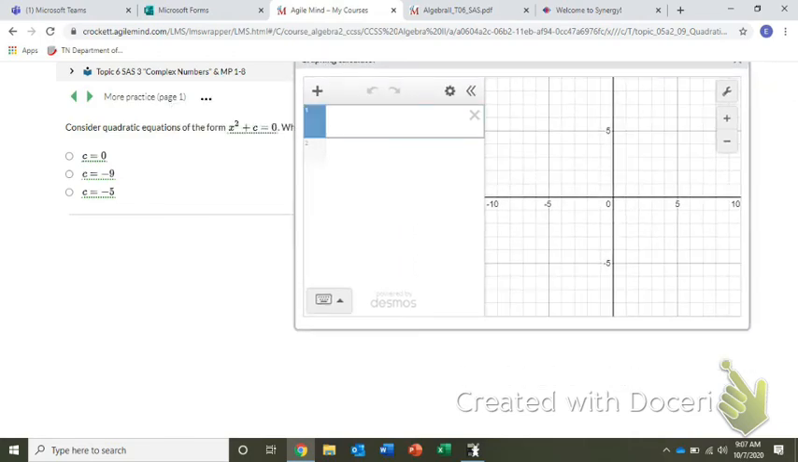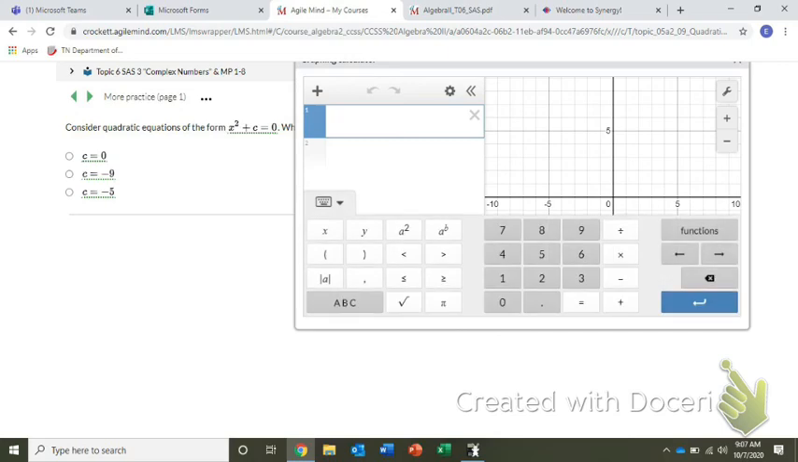First, we're going to do x squared plus 0. How many times does that cross? Okay, crosses once. Keep that in mind. If we do minus 9, how many times does that cross? Twice. Keep that in mind. If we do minus 5, how many times does that cross? Twice.